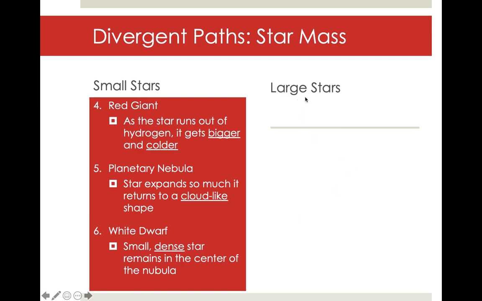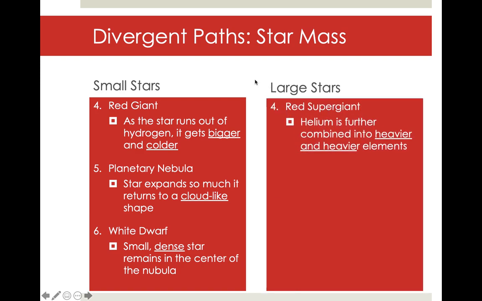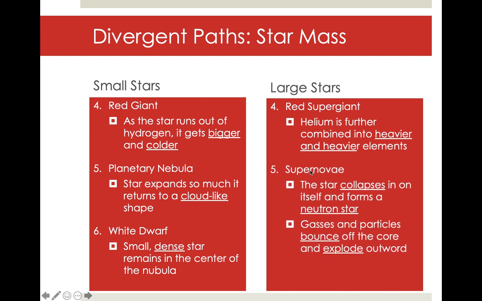But what if the star is large? If a star is large, then instead of becoming a red giant after it runs out of fuel, it'll become a red supergiant. And what this means is that the helium that's produced is going to keep being combined into heavier and heavier elements. Now, that is until the star goes supernova. During a supernova, the star collapses in on itself and forms a neutron star. That's one thing that can happen.